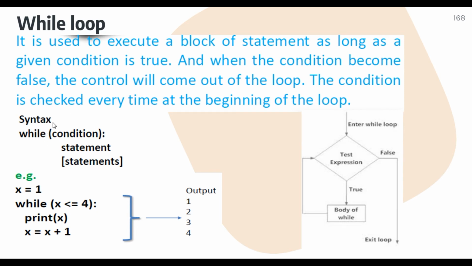Here is the syntax. In this syntax, expression 1 is considered the initialization, and in the while, the condition is expression 2. First it will check the condition, and if the condition is true according to the given logical operator, it will enter the body of the while loop and the statements will execute, and then control passes to the while again.